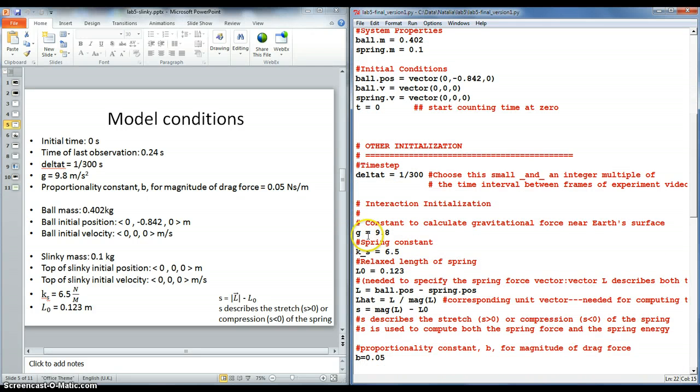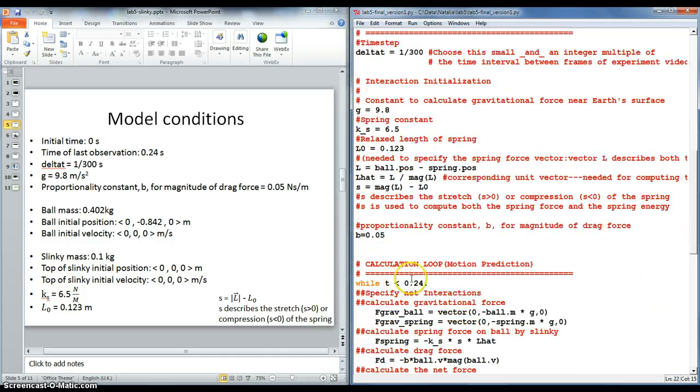I specified the constant g to describe the strength of the gravitational field, and I put in values for the spring stiffness k sub s and the spring's relaxed length L0. The L vector gives both the length and orientation of the spring. In this code, the variable spring.pos is the location of the top of the spring. The unit vector L hat describes the direction of the L vector. S describes the stretch or compression of the spring. We got the time of the last observation from Tracker.